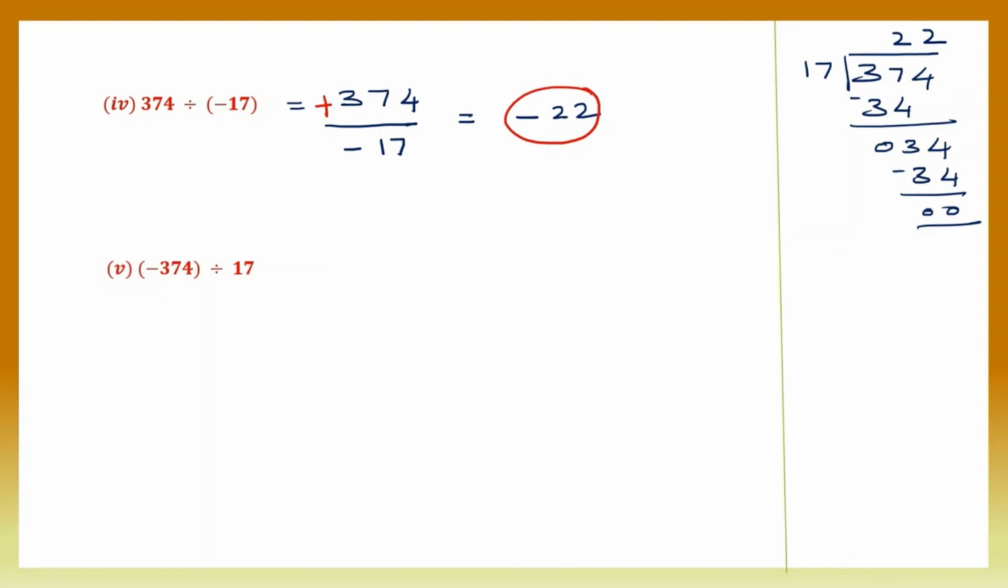Question 5. Here we have minus 374 divided by 17. So this time 17 doesn't have a sign, so let's give it a plus sign. And signs are different, so your answer is negative. And minus 374 divided by plus 17, first the sign is minus. The numbers have already been divided here and we've got the quotient as 22. So minus 22 is our answer to this question.